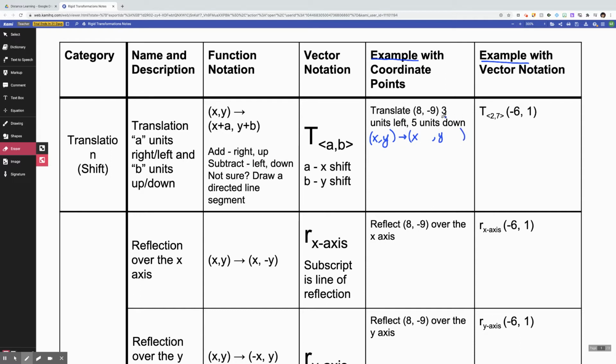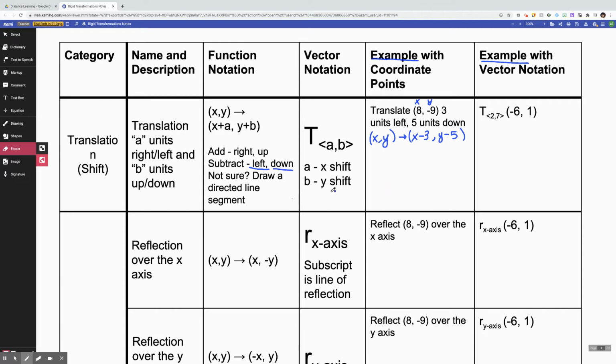Okay, and here, that's where this description comes in. So I'm moving 3 units to the left. Okay, left is negative for x. So I would say x minus 3 here. Okay, and then down is also negative, right? It's negative for y, so I would do y minus 5. Okay, so what this helps us do now is I can say, okay, now my coordinate point is x, y. So wherever I see an x, I'm going to plug in an 8. And wherever I see a y, I'm going to plug in -9.